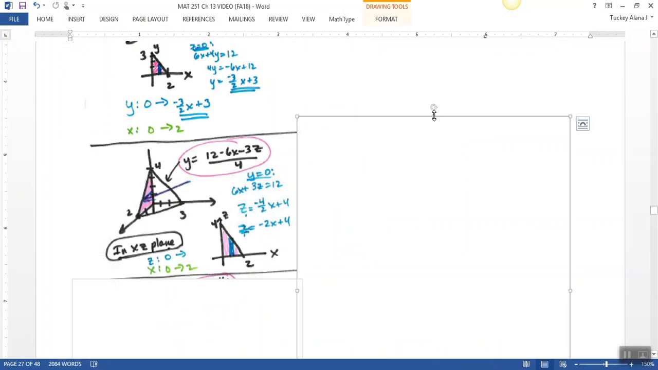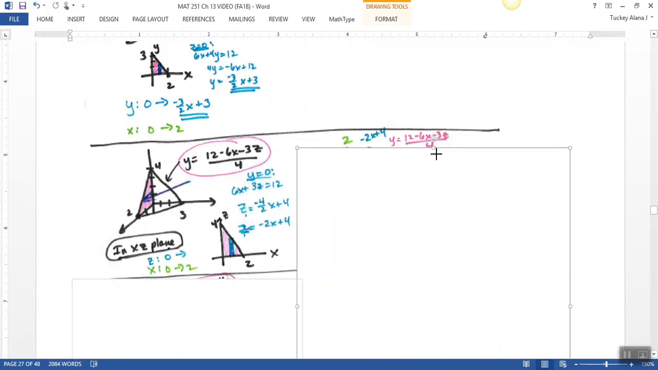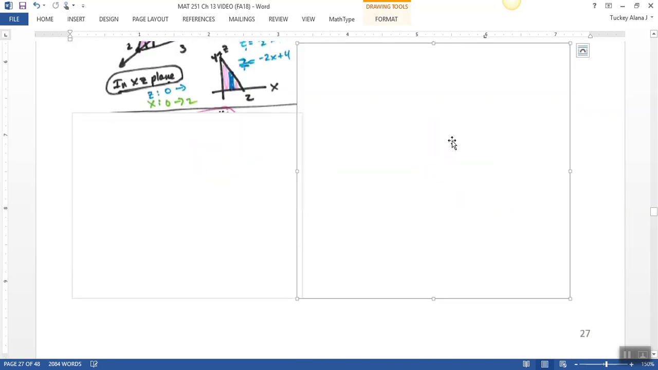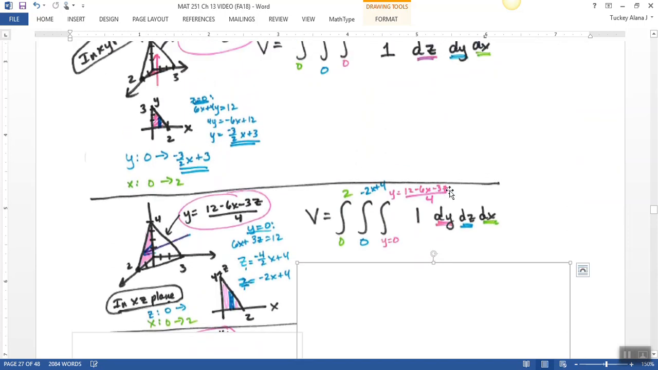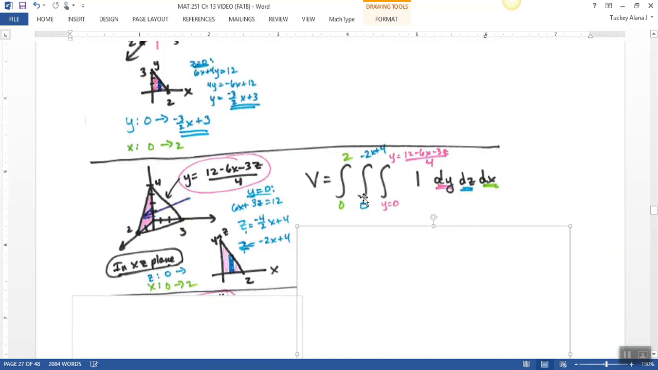So the integral is going to be of 1. 1 is my function. I'm going to do the y parts first, which are from 0 to the 12 minus 6x minus 3z over 4 function, right there. That is my y equals function, not 4y. And then the z is going to go from 0 to that line, negative 2x plus 4, and yet again my x is going to go from 0 to 2.